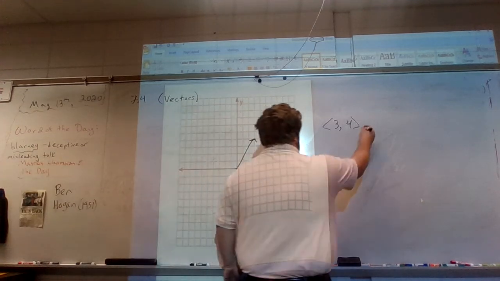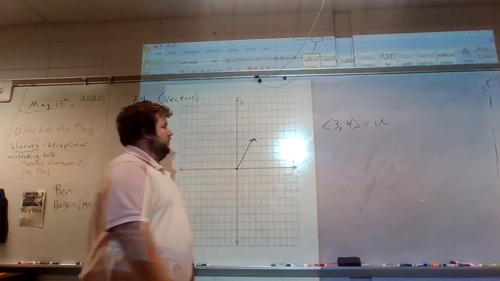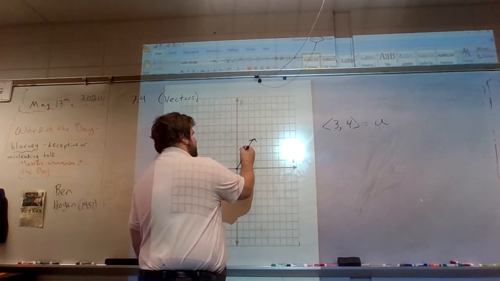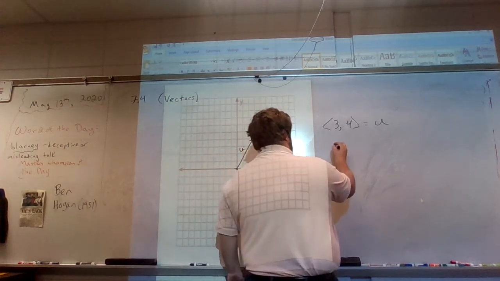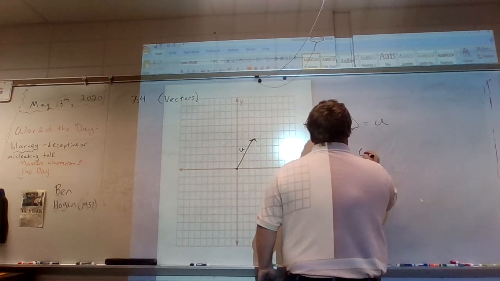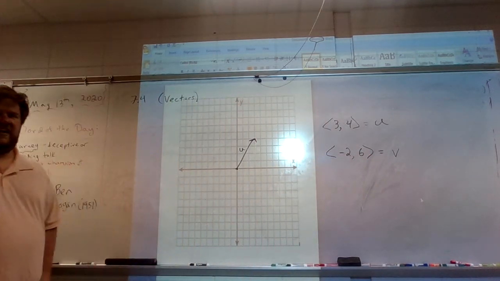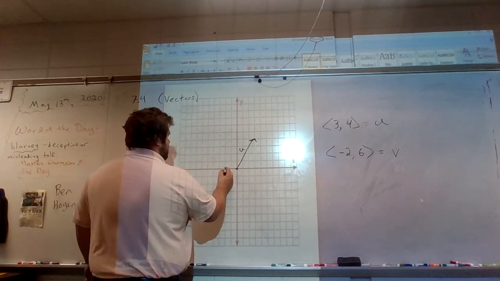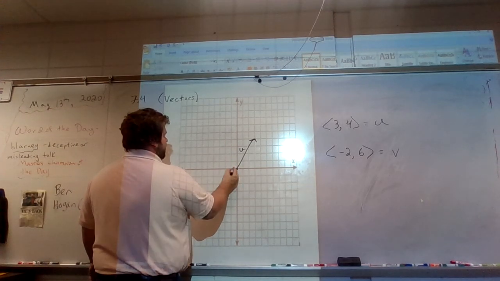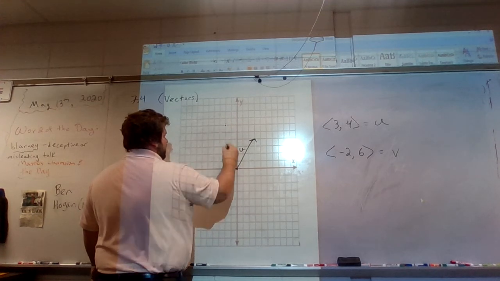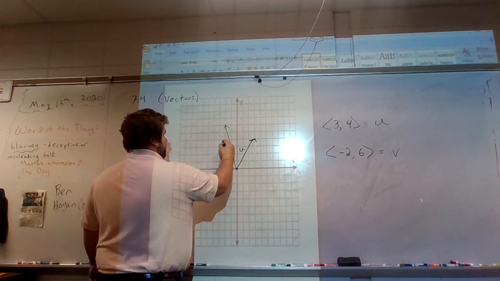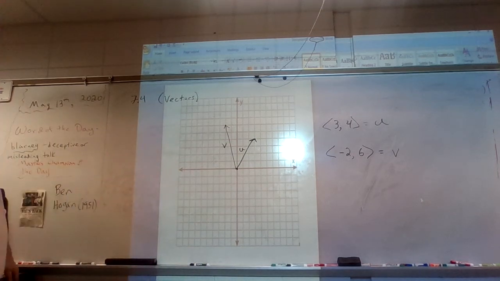Okay, maybe I even give that a name. Let's say U. That's my vector U. Let's do another example. Let's say I have the vector, let's say negative 2, 6. Let's call that one V. My V is just going to be like a really pointy guy. So negative 2, 6. And that's what we're talking about when we have those position vectors like that. So I'm thinking about that vector in the plane.